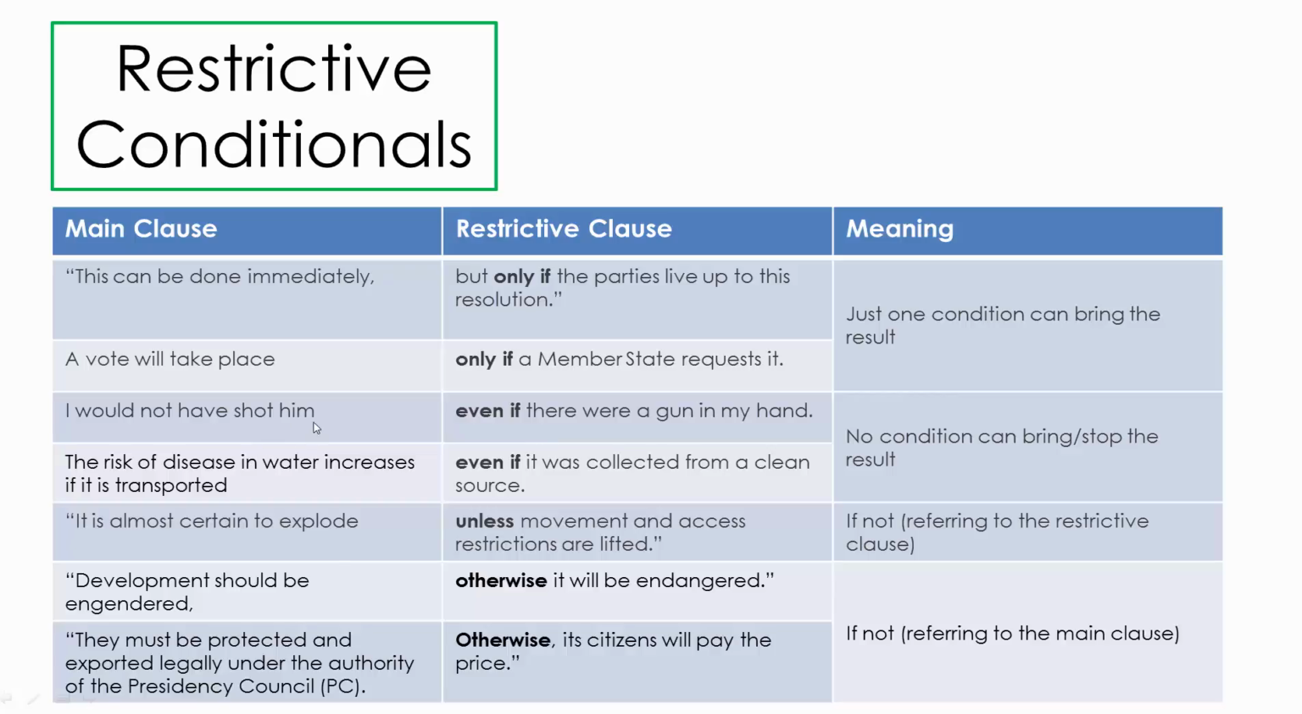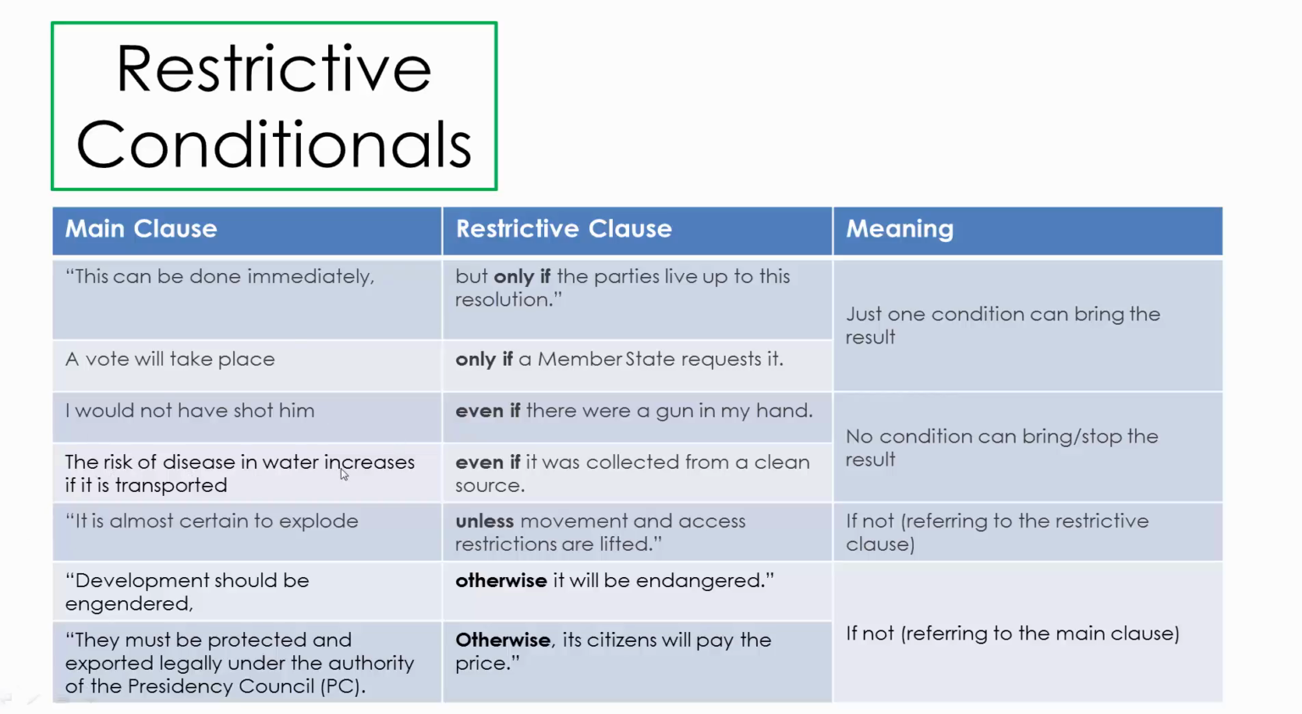Or something unexpected. So I would not have shot him even if I had a gun in my hand. So you expect, you've been shot, you have a gun in your hand, you're going to shoot back. But Malala is saying, no, I would not have done that. So again, with even if, we're saying there is no condition that can bring about the result.